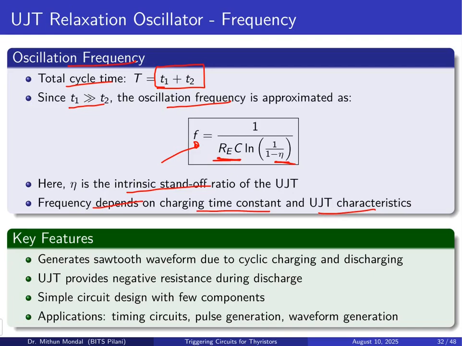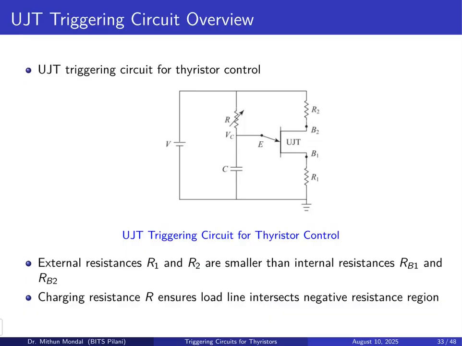Some of the key features are that it generates the sawtooth waveform due to the cycling of the charging and discharging process. The UJT will provide negative resistance during the discharge process. It is a simple circuit design with few components, and we can use it in timing circuits, pulse generation, and waveform generation.